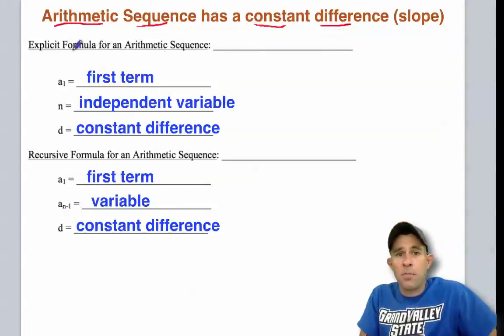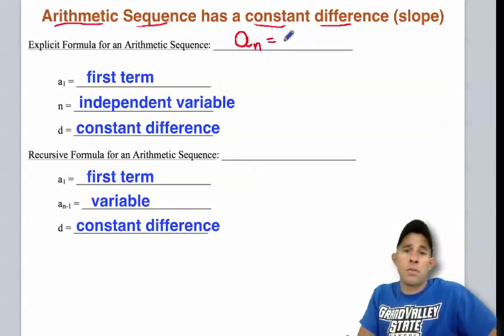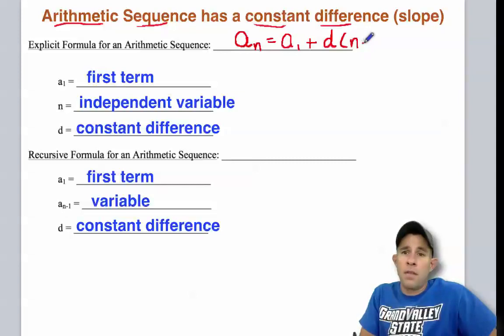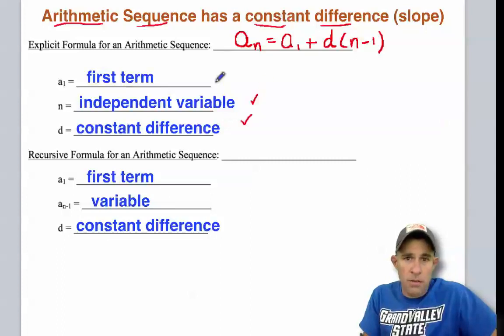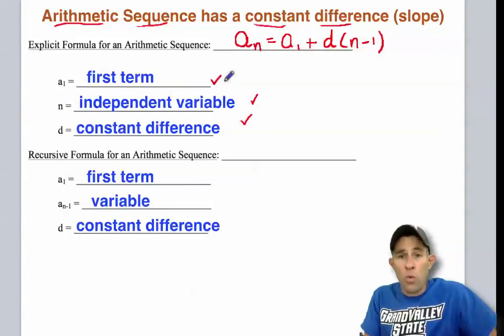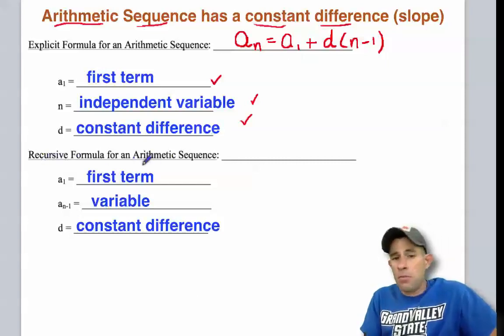So an explicit formula, remember, is written in terms of the variable n. So it might look something like this: a sub n is equal to our first term, a sub 1, plus the constant difference times n minus 1, where a sub 1 is my first term, n is my independent variable or the term number, d is the constant difference between those terms. So these are the three things I really need to know in order to write an explicit formula for an arithmetic sequence.